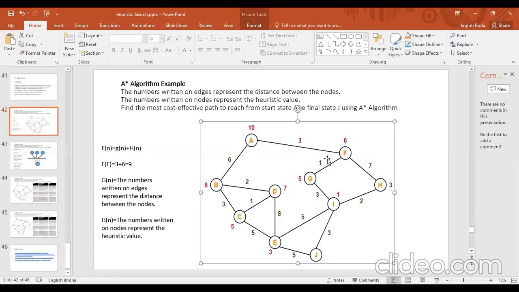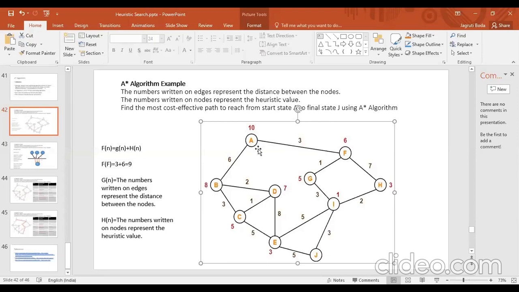Here the 3, 6, 7, 1, 2, 2, 1, जिसकी एजेस की वैल्यू है वो क्या है, डिस्टेंस बिटवीन नोड्स. एंड द नंबर रिटन ऑन द नोड रिप्रेजेंट द ह्यूरिस्टिक वैल्यू. यहाँ पे A के ऊपर 10 वैल्यू है वो क्या है, ह्यूरिस्टिक वैल्यू. We already see what difference between g of n and h of n, right? So h of n is 10. Here F has the heuristic value 6. H has heuristic value 3. G has heuristic value 5. D has heuristic value 8.